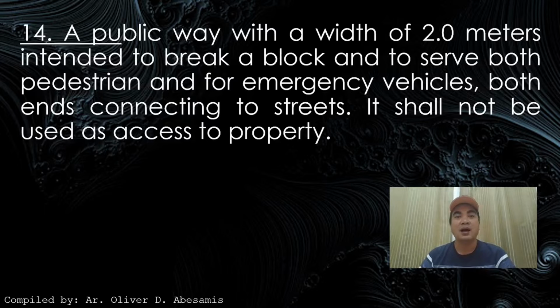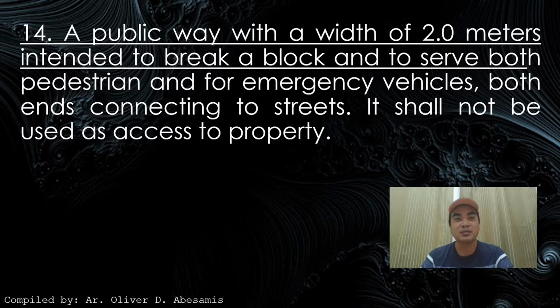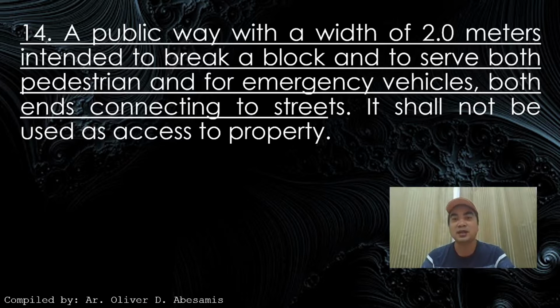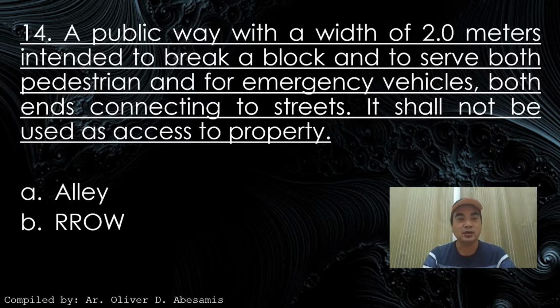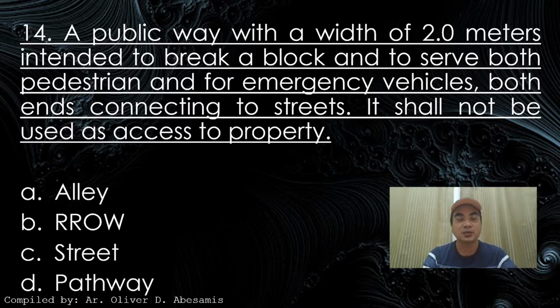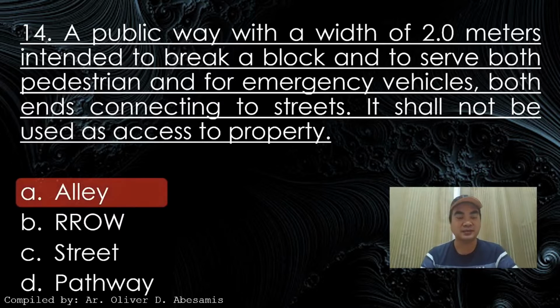14. A public way with a width of 2 meters intended to break a block and to serve both pedestrian and emergency vehicles, both ends connecting to streets. It shall not be used as access to property. A. Alley. B. Road right-of-way. C. Street. D. Pathway. Answer: A. Alley.